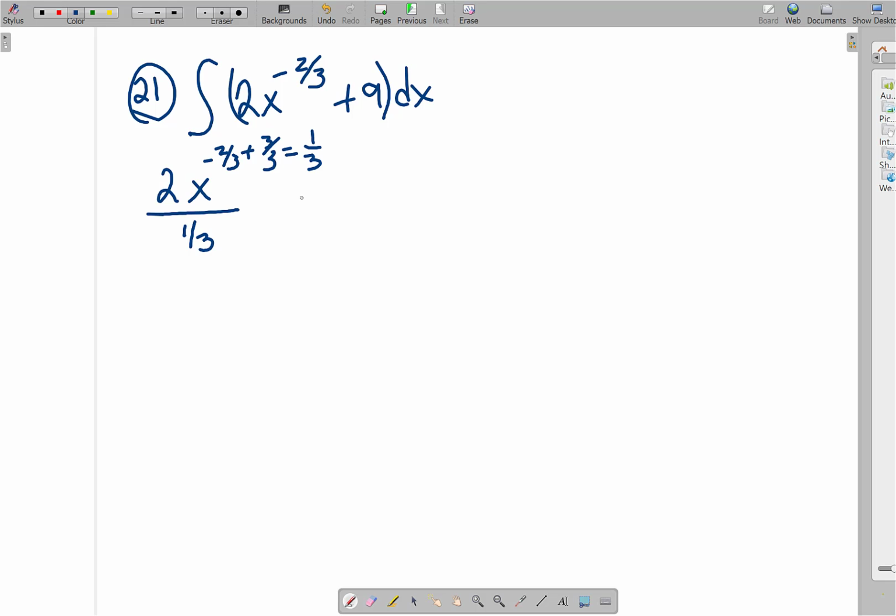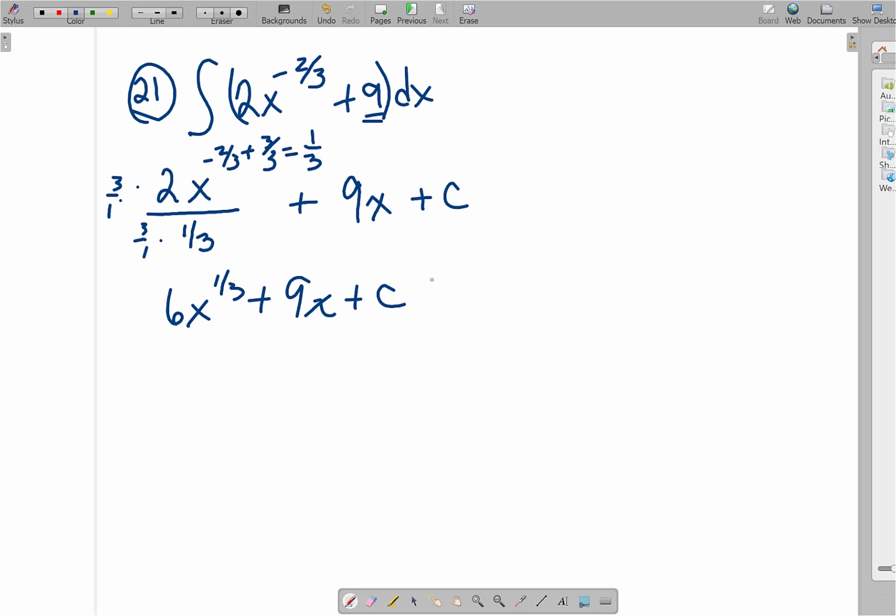Plus, I have a constant, so we know the antiderivative would have to be 9x, because when you take the derivative of 9x, you get 9. And don't forget your constant of integration. And we would multiply this by 3/1, and this one by 3/1, which would give us 6x to the 1/3 plus 9x plus c, and that is your answer.